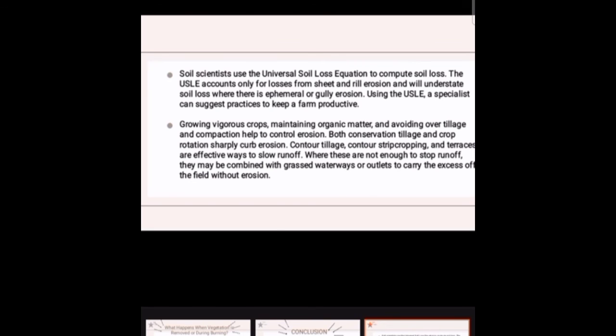Soil scientists use the universal soil loss equation to compute soil loss. The USLE accounts only for losses from sheet and rill erosion and will understate soil loss where there is ephemeral or gully erosion. Using the USLE, a specialist can suggest practices to keep a farm productive.